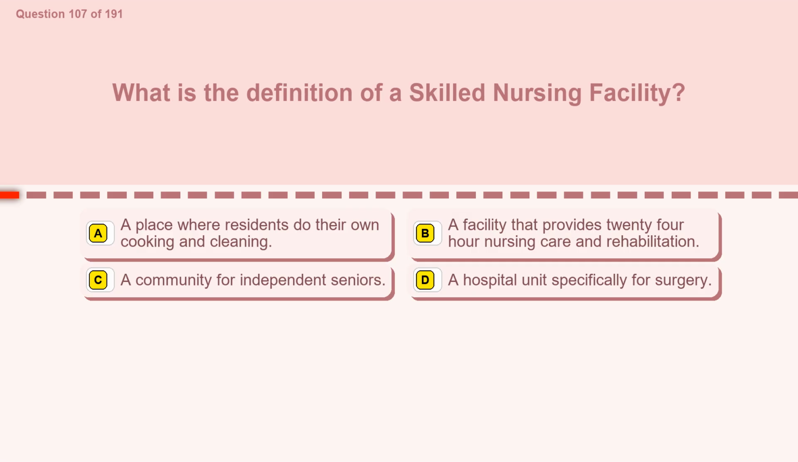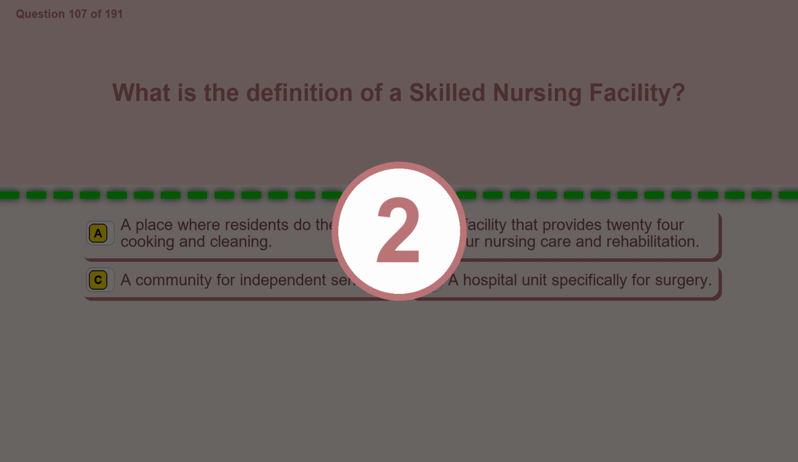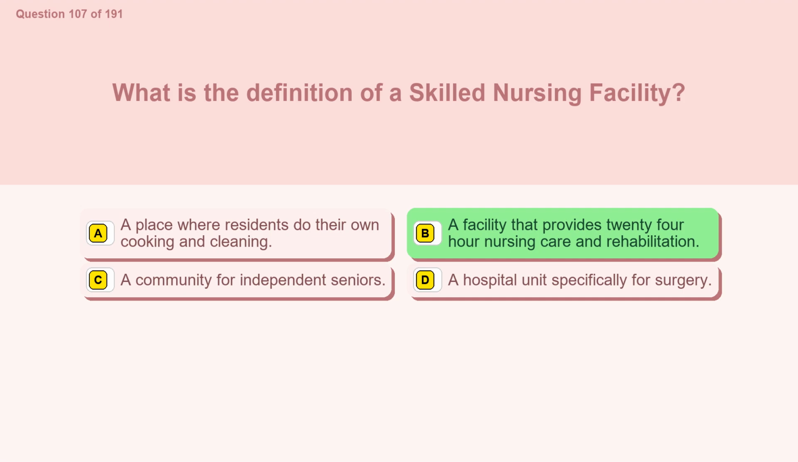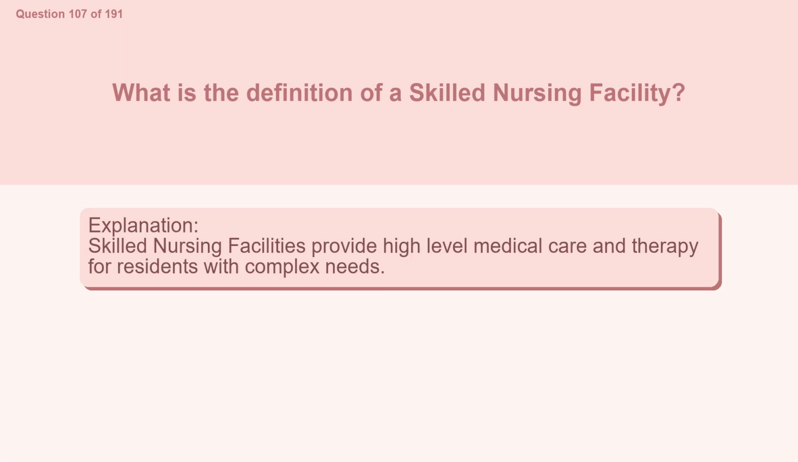Question 107. What is the definition of a skilled nursing facility? Option A, a place where residents do their own cooking and cleaning. Option B, a facility that provides 24-hour nursing care and rehabilitation. Option C, a community for independent seniors. Option D, a hospital unit specifically for surgery. The correct answer is option B, a facility that provides 24-hour nursing care and rehabilitation. Skilled nursing facilities provide high-level medical care and therapy for residents with complex needs.